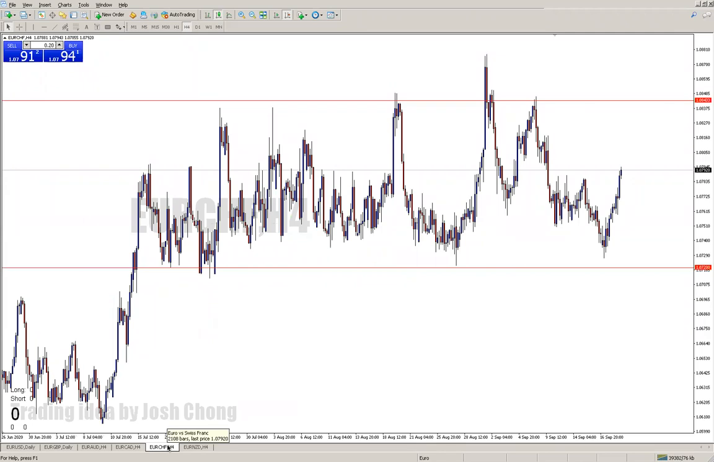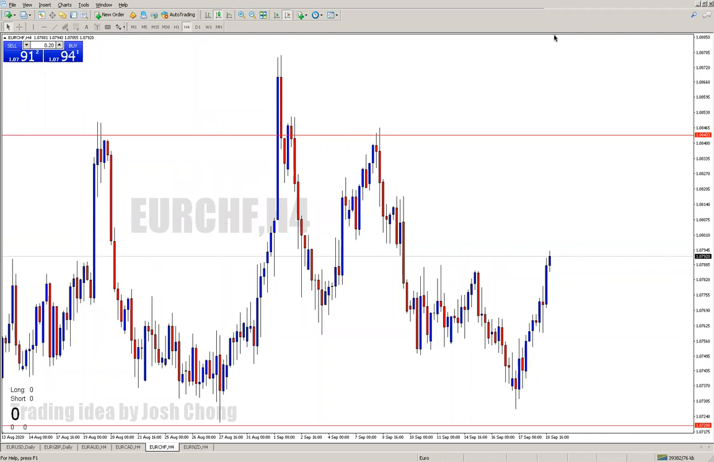Euro CHF. Basically, as we have analyzed just now, Aussie CHF, GBP/CHF, and now we go to Euro CHF. Every pair with CHF is telling us that CHF is weakening, and those paired with it are strengthening. So for this, I'm expecting this key line, I can look for a buy.